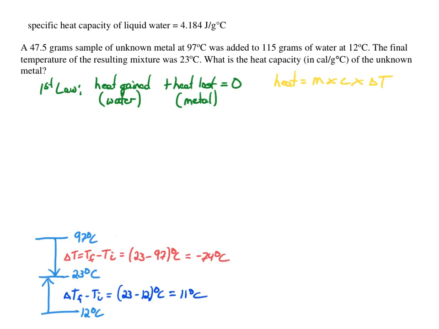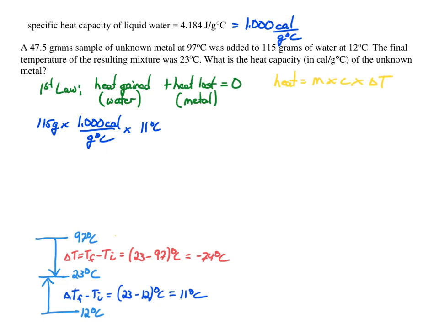For the cool temperature bath, our mass is 115 grams. Our specific heat of water, I'm going to use calories. I can use this other value, but this makes the math easier, calories per gram degree C. And our delta T for the water is 11 degrees C.